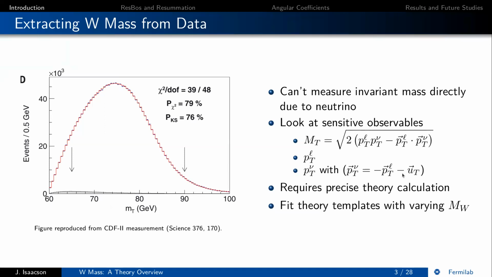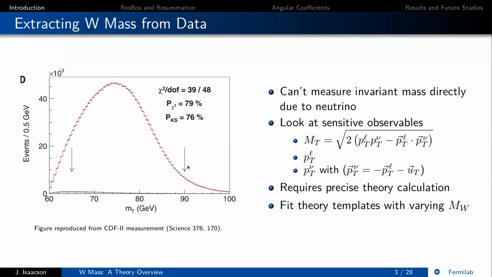To actually extract the W mass, you need a precise theory calculation that can predict this curve in agreement with data and has a tunable parameter, which is the W mass. So the idea is that you take these theory calculations and generate hundreds to thousands of W masses. You do a chi-squared fit and see which W mass most closely reproduces the data, and you say that is the W mass that we measured.